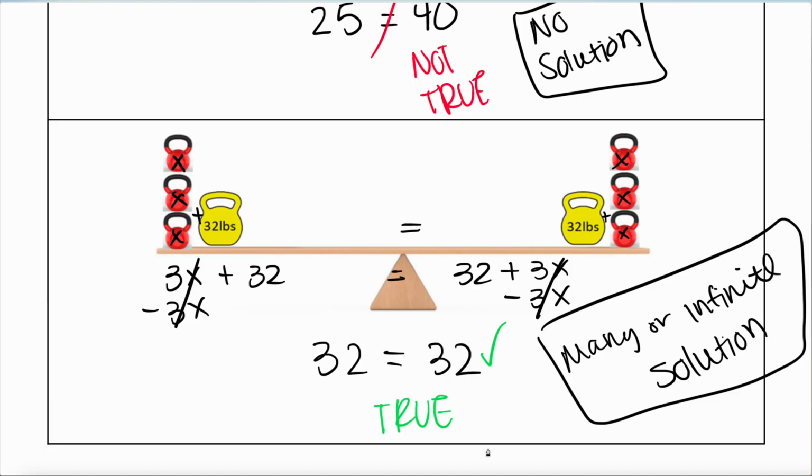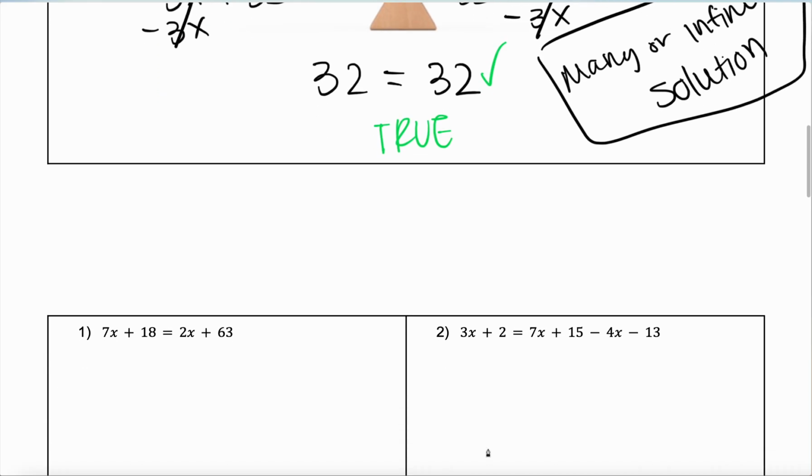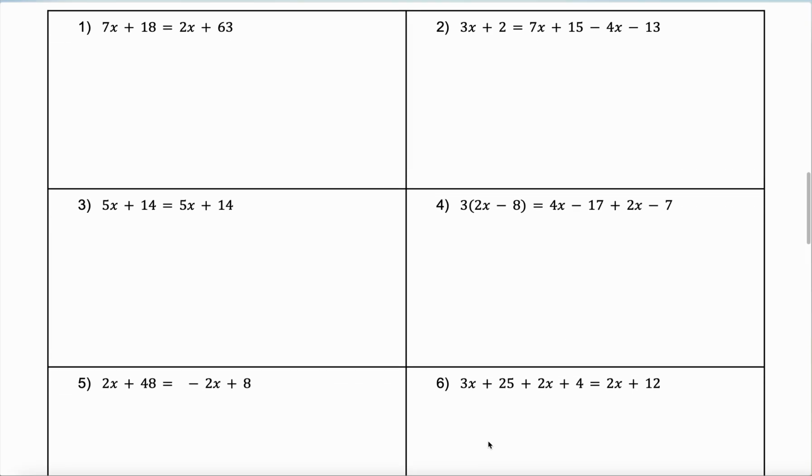The reason we call it many or infinite solutions is that there are multiple or infinite numbers that we can plug in for our x variable that would make this a balanced or true statement. So if I plugged in 1 for all of my x's, since there are the same amount of x's on both sides, it would still stay balanced. So now that we have talked about the different types of solutions, let's move on to the next slide, and we're going to do 3 of these together.